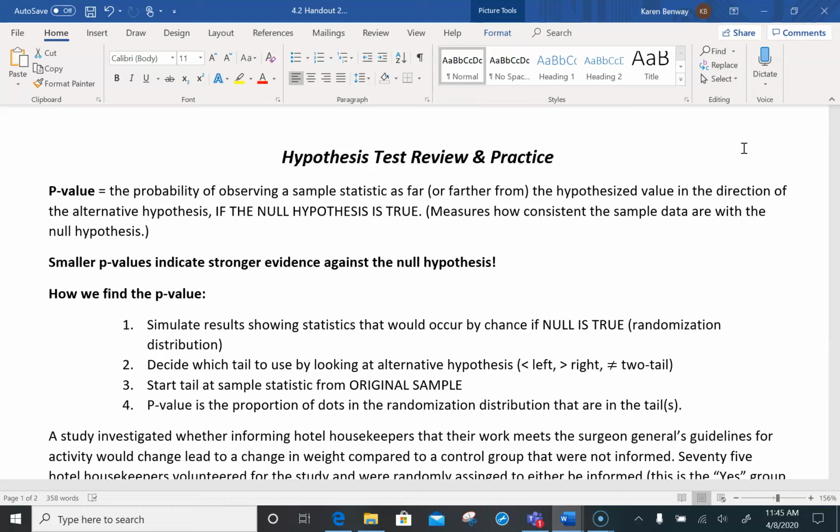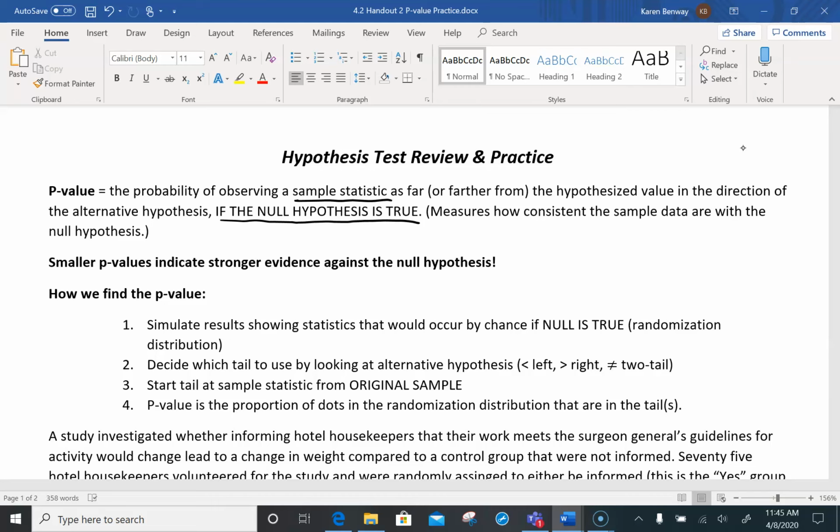So first of all, just to remind us, the p-value is the probability of observing a sample statistic as far from the hypothesized value in the direction of the alternative if the null hypothesis is true. So we're comparing our sample data to what we'd expect to see if the null hypothesis is true and deciding how consistent that sample data are with the null hypothesis. Because of this, smaller p-values are going to tell us that our data is less consistent with the null hypothesis and will be stronger evidence against the null hypothesis.